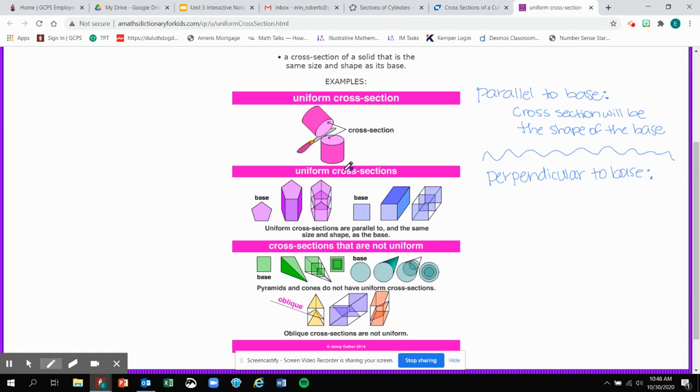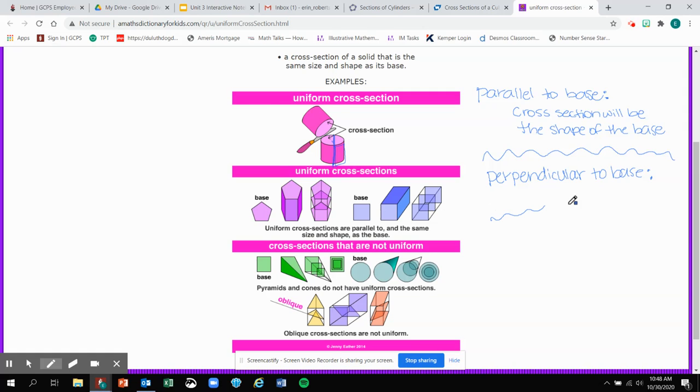Now, what that would do is give you a different type of cross section. So think about this cylinder. If it was back intact, but we had cut it like this, that would be perpendicular to the base. And then if we opened it up this way, we would not see a circle anymore. We would actually see this part, which would be a rectangle. So when we cut perpendicular to the base, it's usually one of the faces of that shape, but sometimes it might be a little bit different depending on what it looks like.